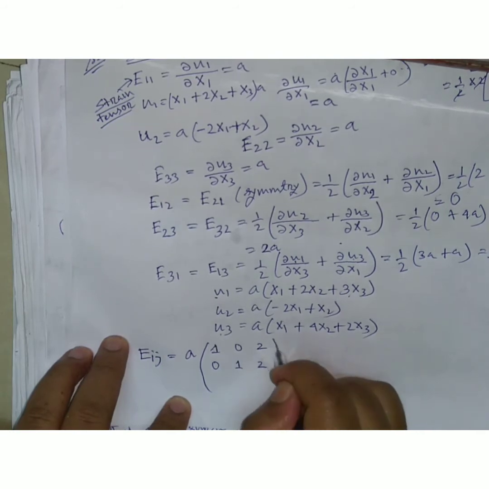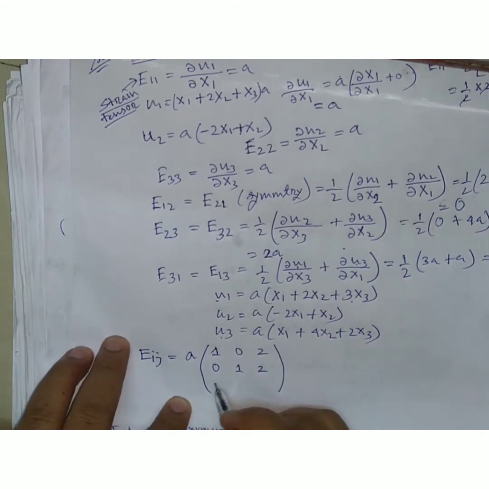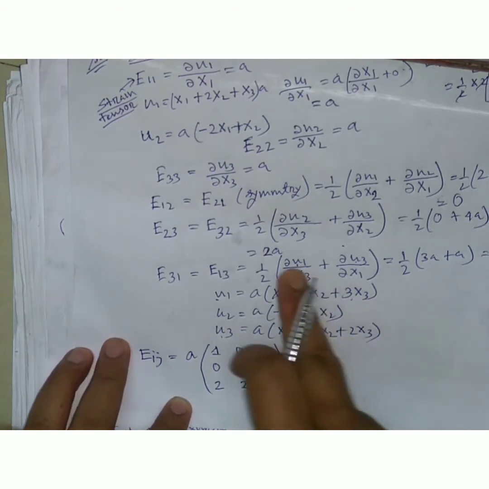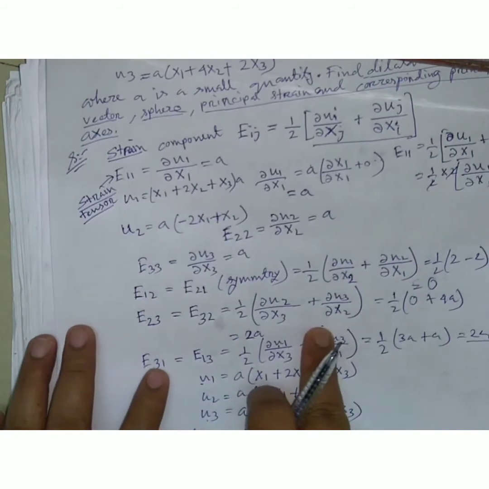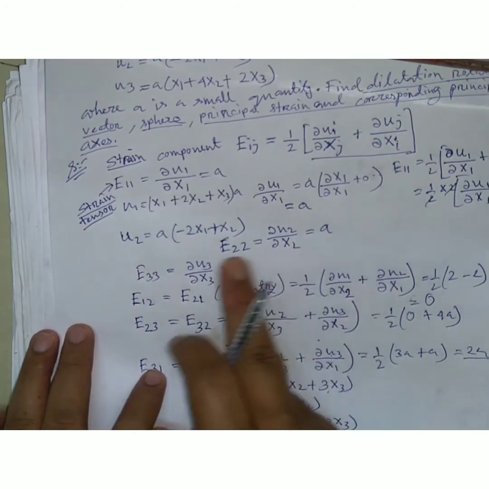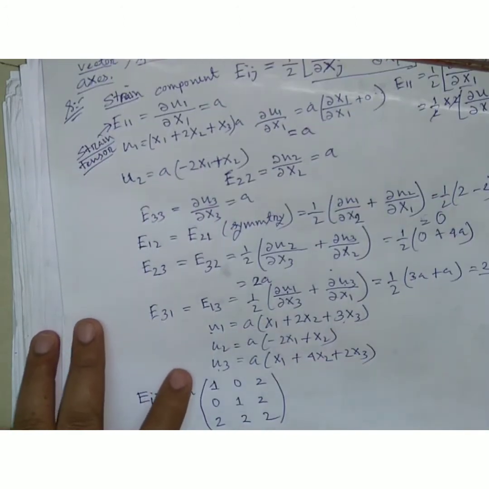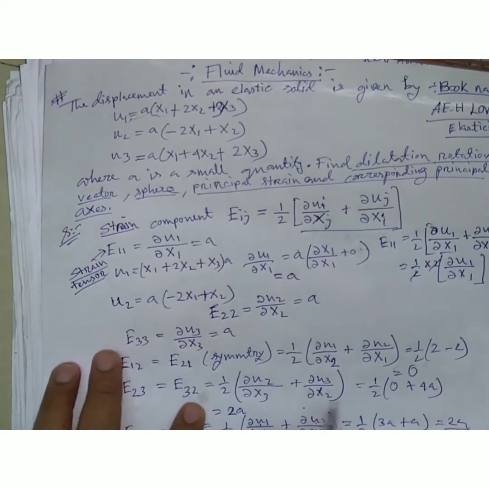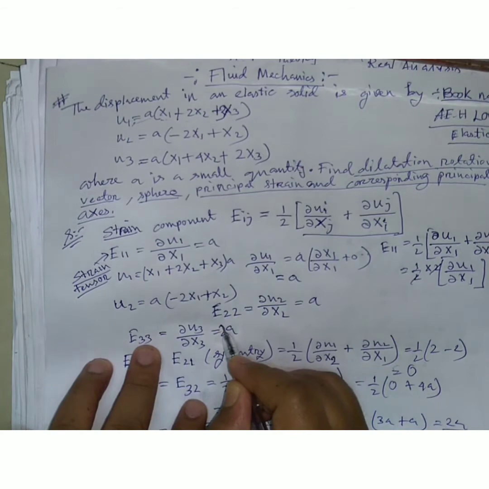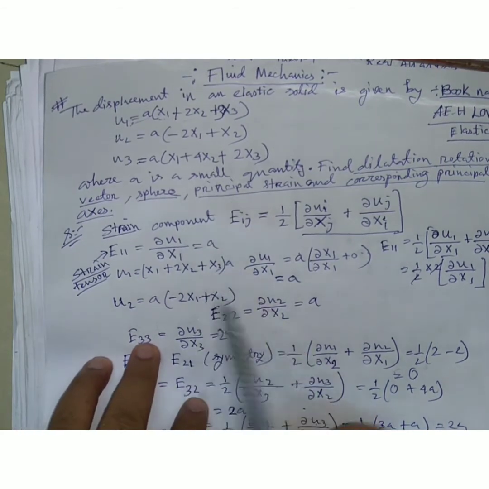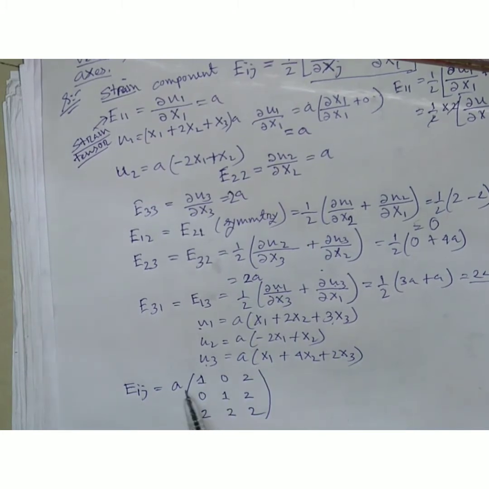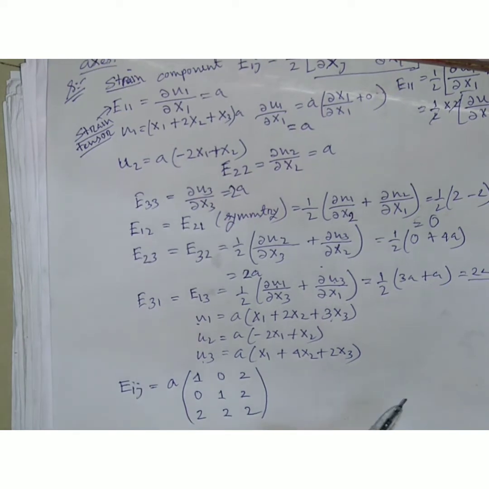So my matrix representation is this way: 2 2, 2 2. This is my matrix representation, friends. E13 everything is 1. Now E33 is also 2a. So my matrix representation is Eij is equal to a times 1 0 2, 0 1 2, 2 2 2.